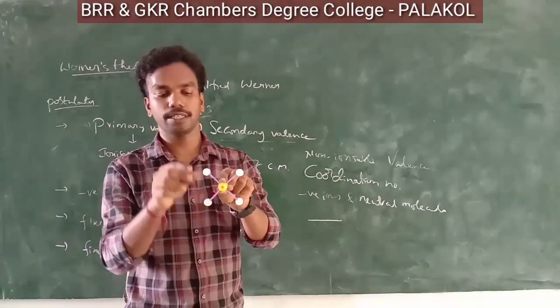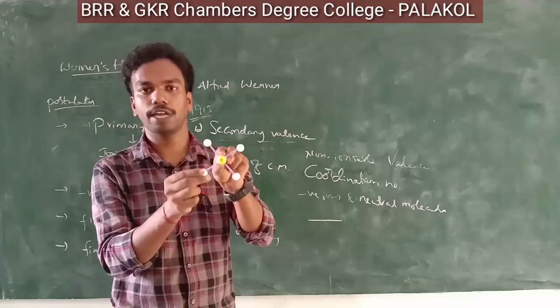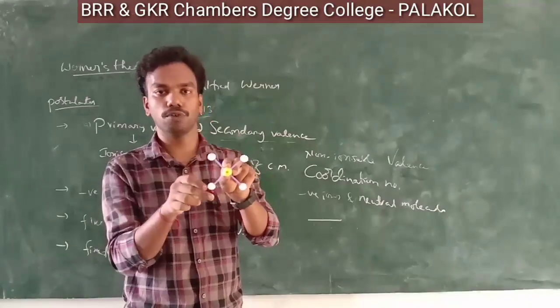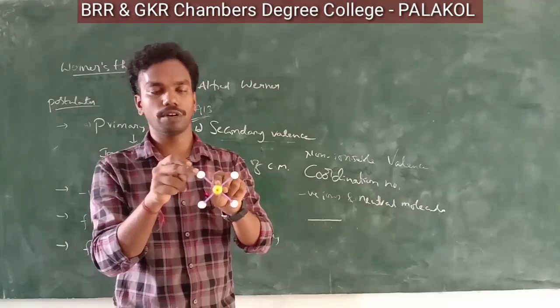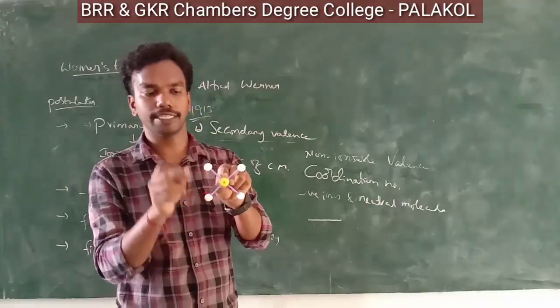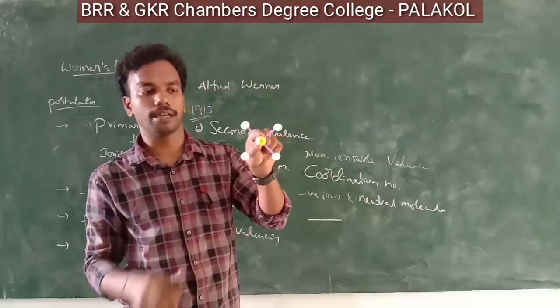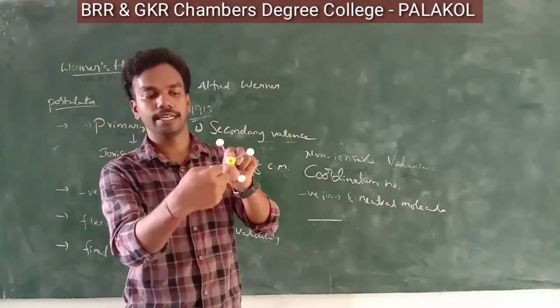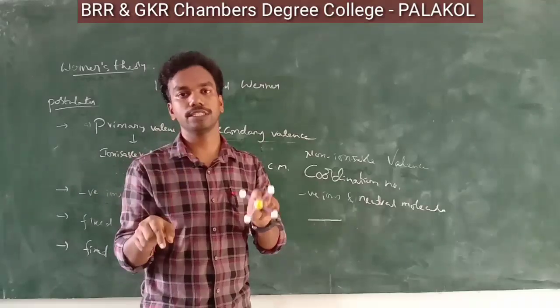Let's see, the 4 ligands are arranged in a square planar manner in this structure. So the coordination number is 4, the secondary valency is 4. These 4 ligands are in fixed positions, that is, in a square planar manner. So the angle is 90 degrees, 90 degrees, 90 degrees, 90 degrees. In tetrahedral, it is 109 degrees 28 minutes.